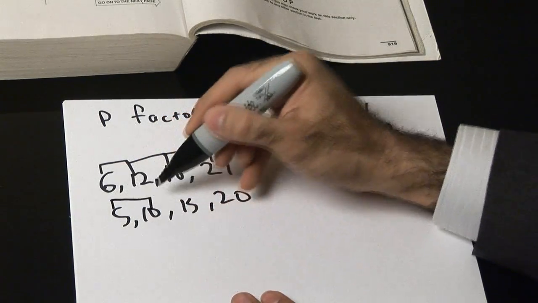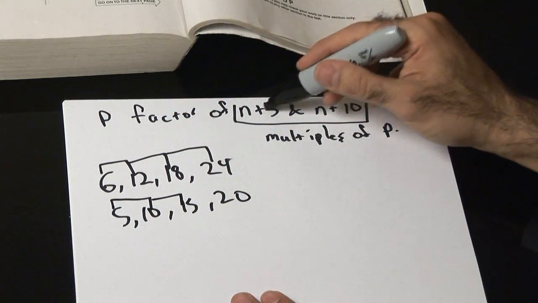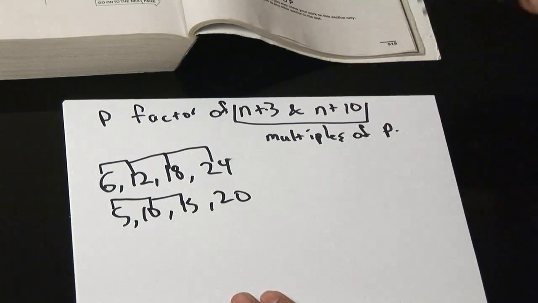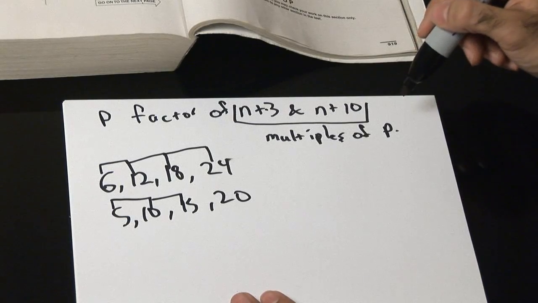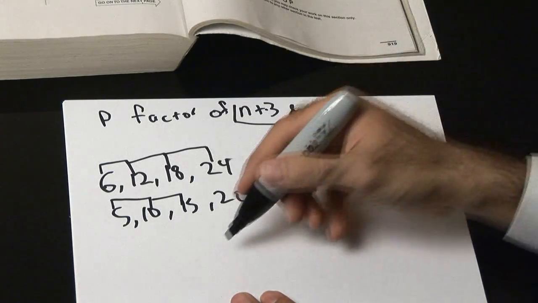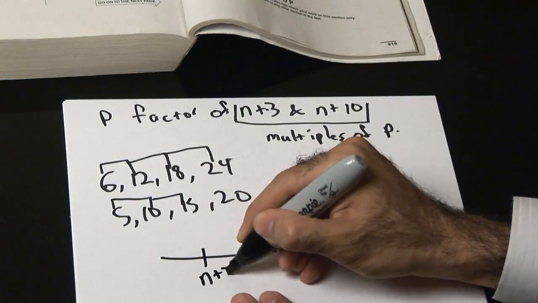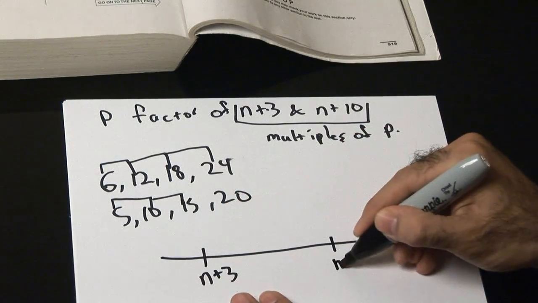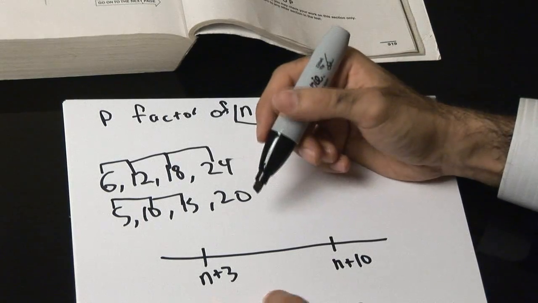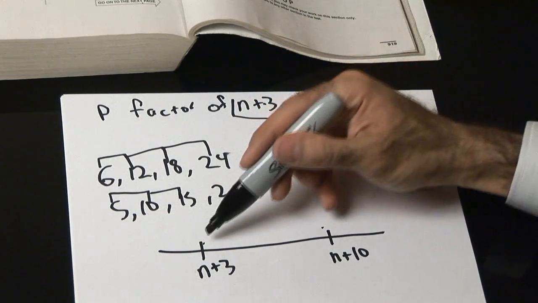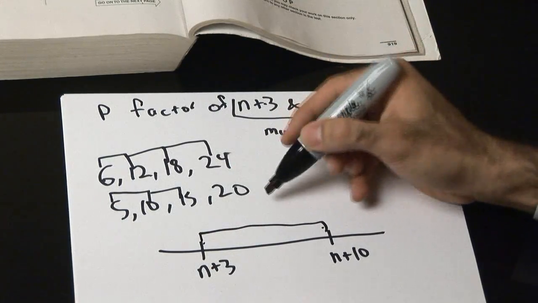Multiples of 5 are 5 units apart. Now n plus 3 and n plus 10 are both multiples of something, and we need to find out what that something is. So what we do is we draw a number line, we put n plus 3 here, and then we put n plus 10 here. And we say, let's decide how far apart these two numbers are. And they're obviously 7 apart.